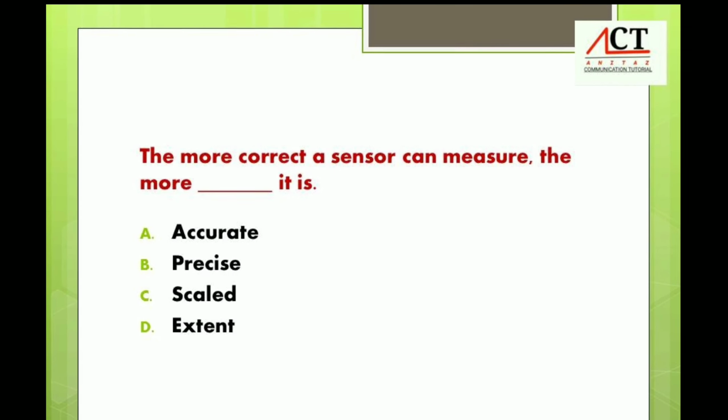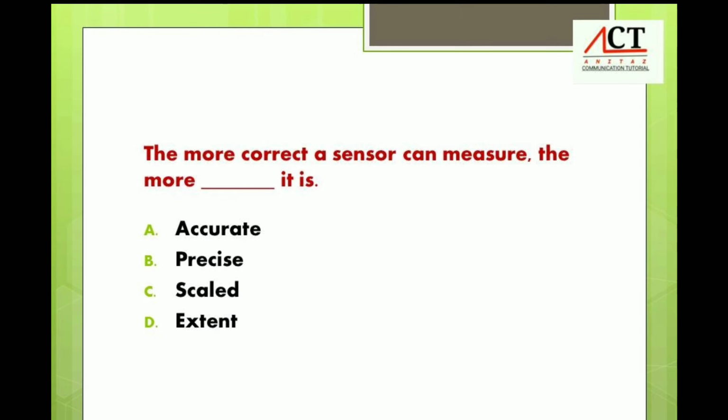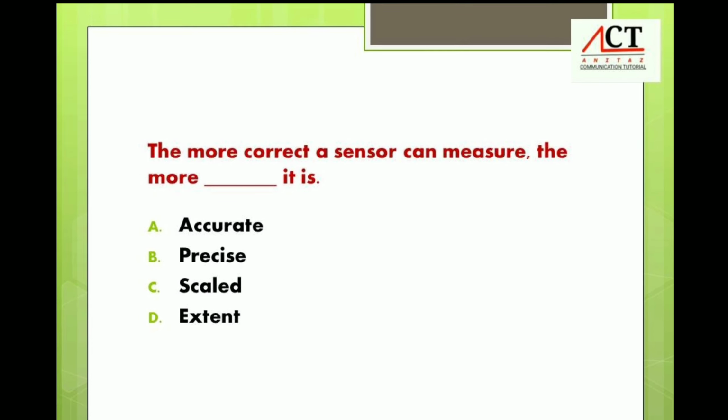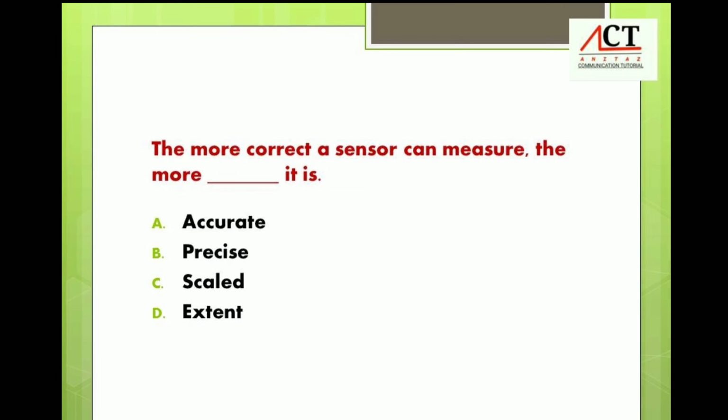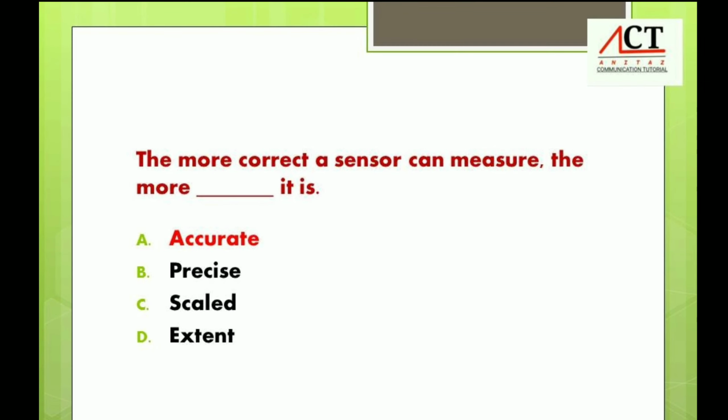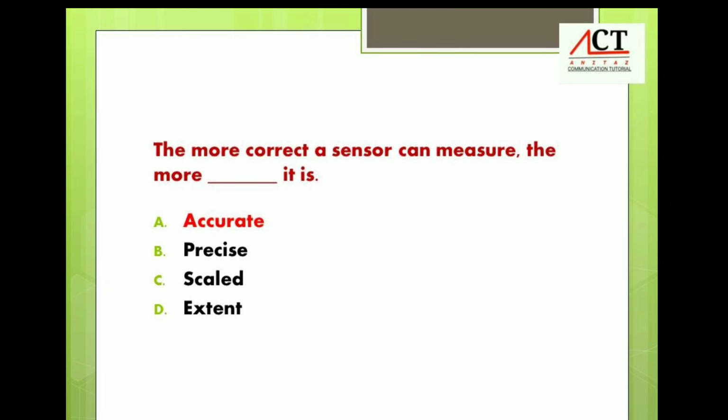Next question is, the more correct a sensor can measure, the more dash it is. A, accurate, B, precise, C, scaled, and D, extend. And the correct answer is accurate.